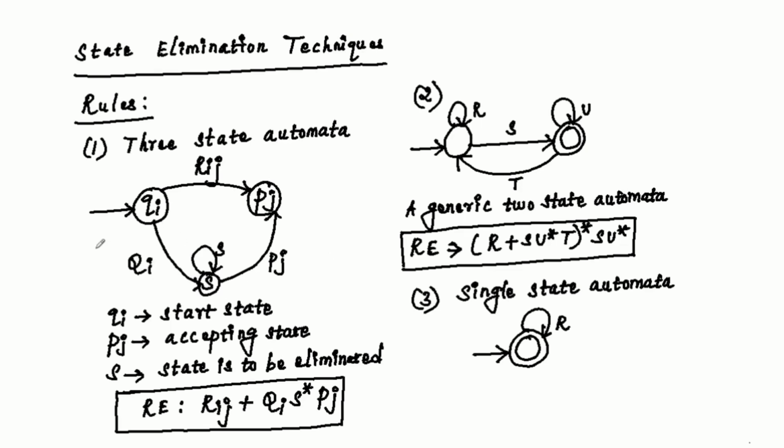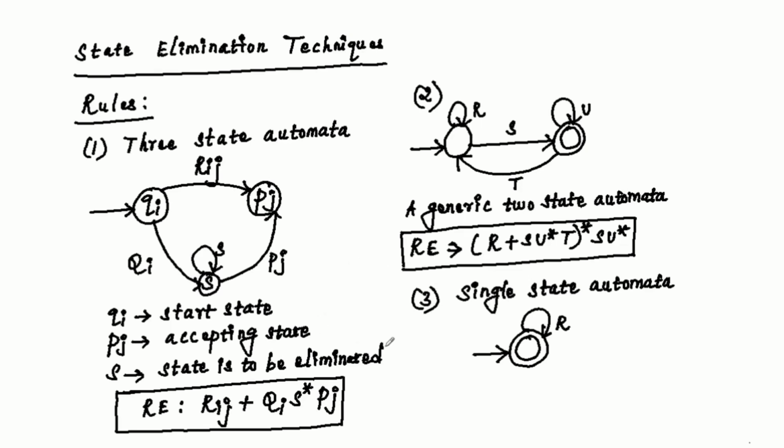So given the transition diagram, what are the steps to eliminate the state? Choose an intermediate state to eliminate. Identify state capital S as the intermediate state that connects the start state and final state. Using the formula, we will get a regular expression equal to Rij plus Q base I S raised to the power star P base J.